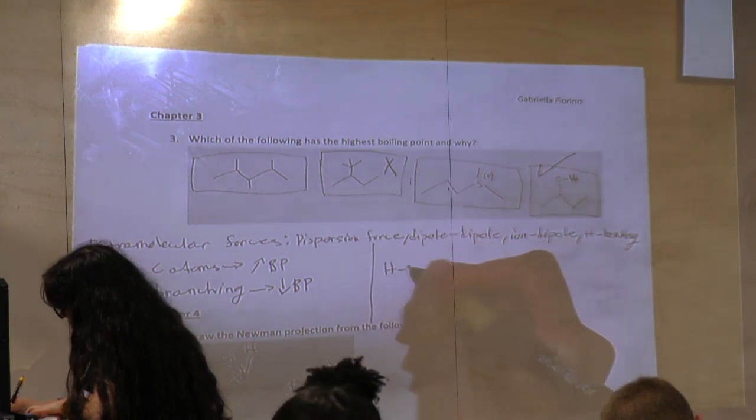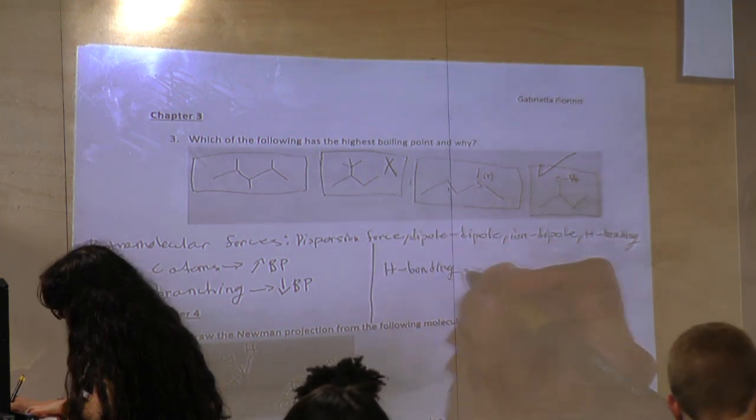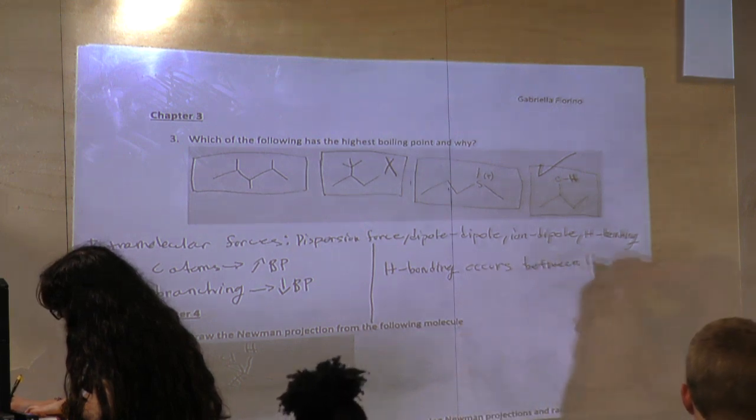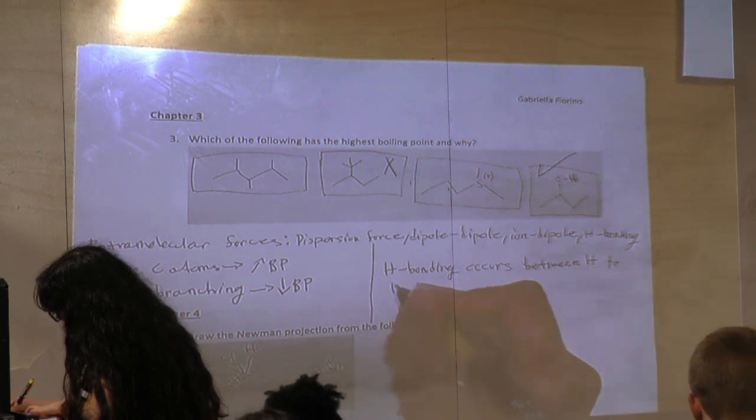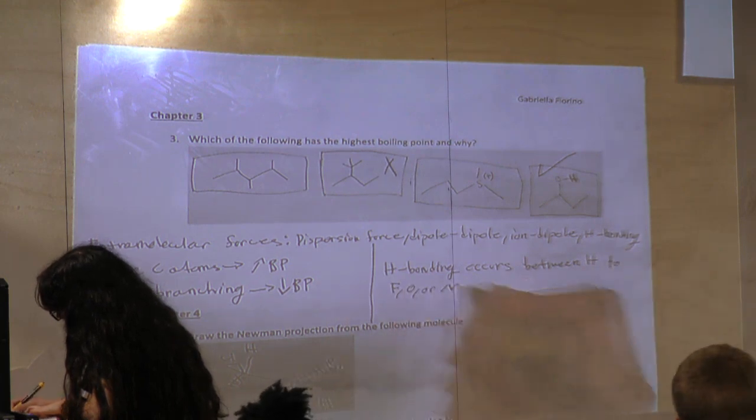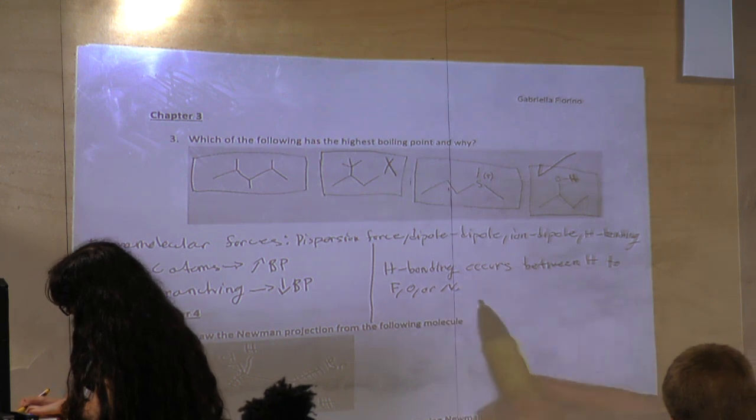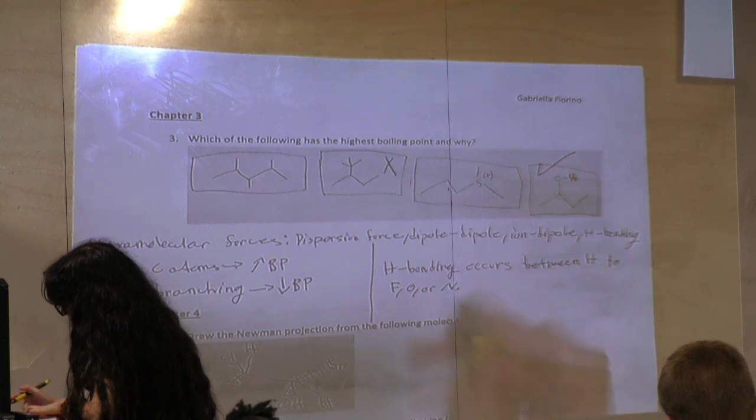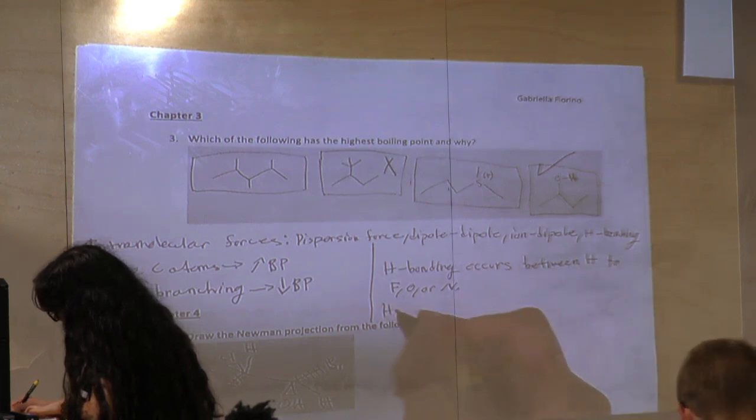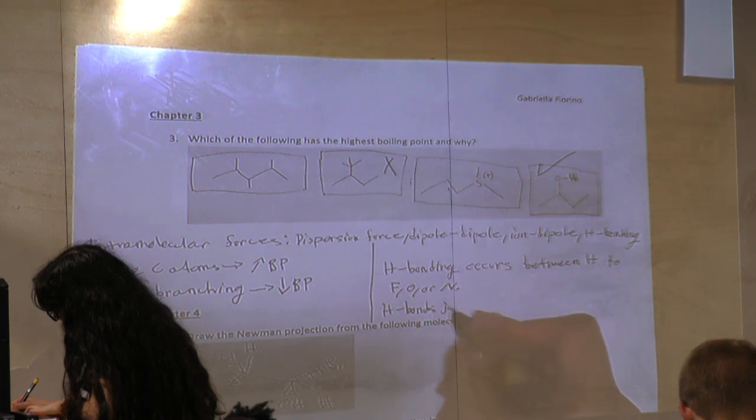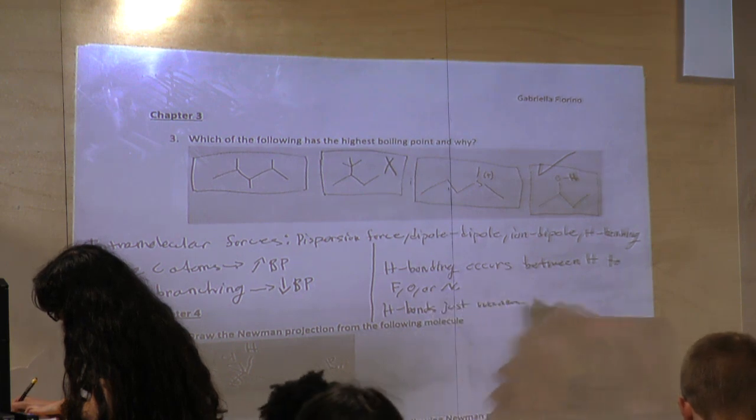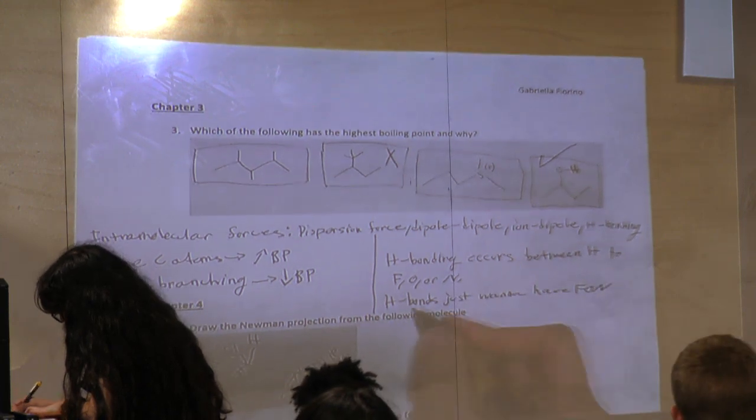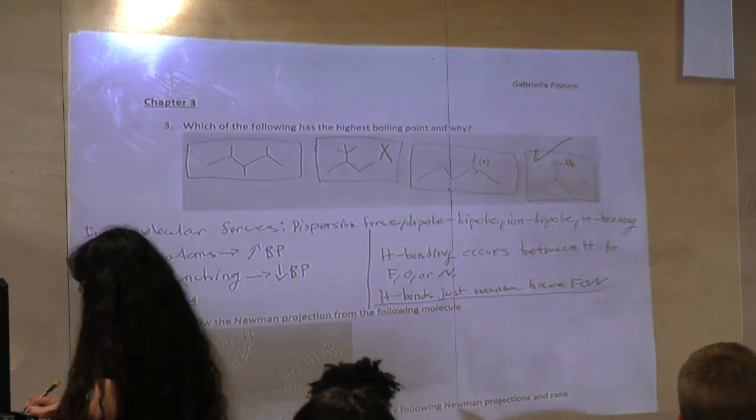And just as a reminder, H bonding occurs between hydrogen and fluorine, oxygen, or nitrogen. So because this hydrogen can form those bonds. And the way that I kind of remembered this is H bonds just want to have fun. So like you don't need to like Dolly Parton, but that just helped me remember.